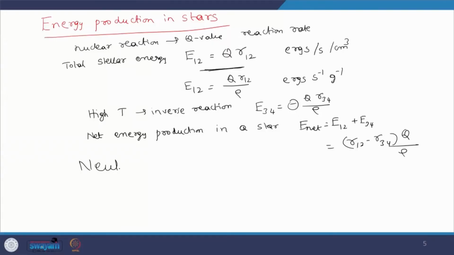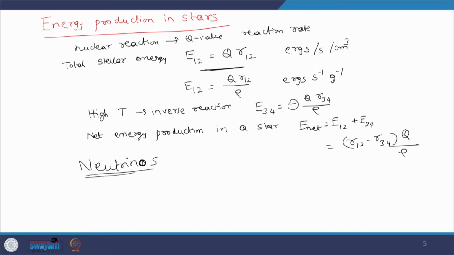Now, one interesting feature of this energy production: in nuclear reactions, whatever nuclei are produced, whatever particles are produced, they are absorbed within the star. However, there is one exception, that is neutrinos. Why it is important when I am discussing this energy production will be clear to you soon.